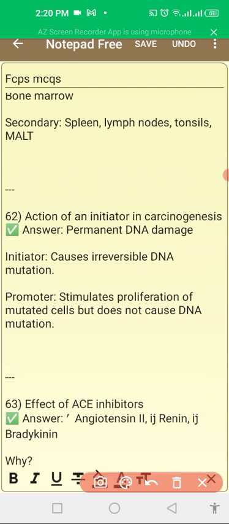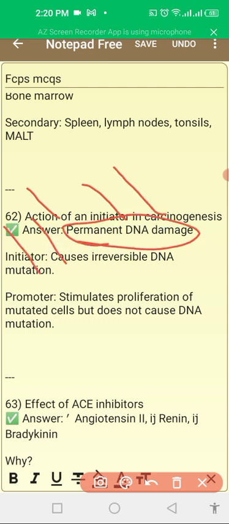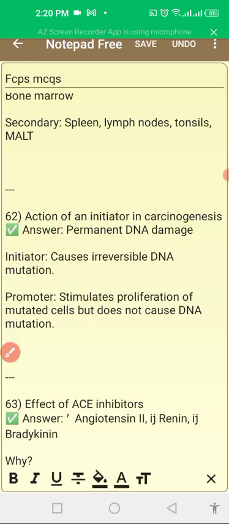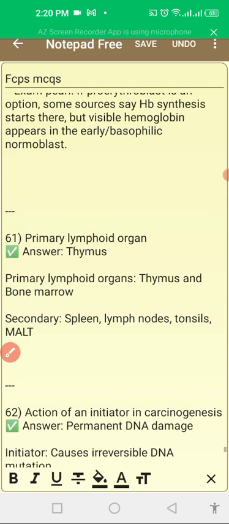Another one is the action of an initiator of carcinogenesis: permanent DNA damage, which causes irreversible DNA mutation. It stimulates proliferation of mutated cells. So in this way DNA damage results in initiation of carcinogenesis.